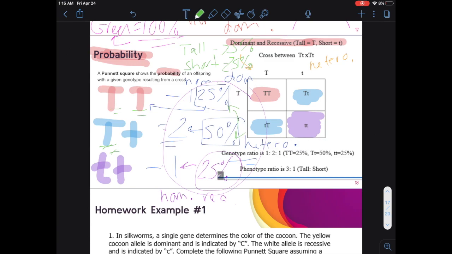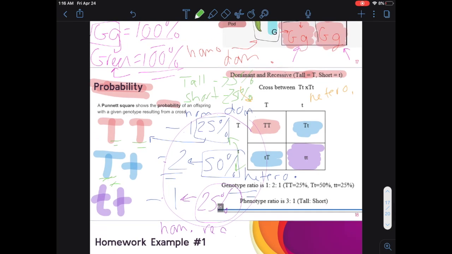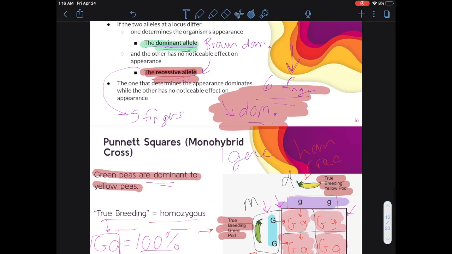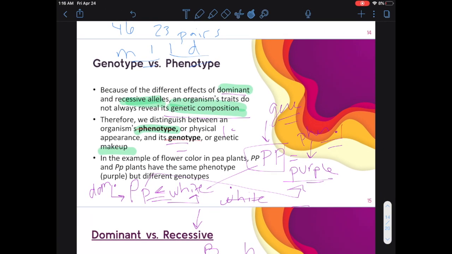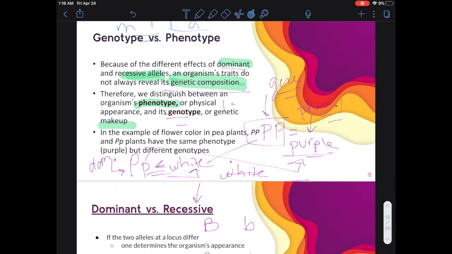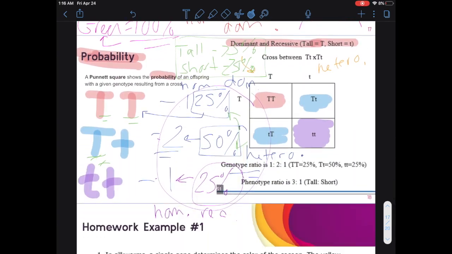So that's why we determine the percentage of the different genotypes versus the percentages of the different phenotypes of what they will actually demonstrate, right? Because that goes up to this point up here, that because of the different effects of dominant and recessive alleles, an organism's traits do not always equal its genetic composition. We need to distinguish between an organism's phenotype, the physical appearance, versus the genetic makeup, the genotype.